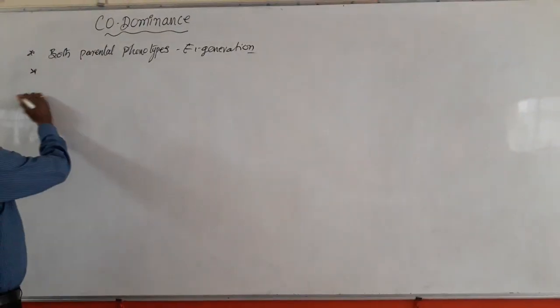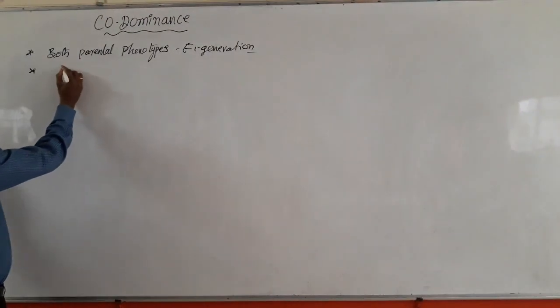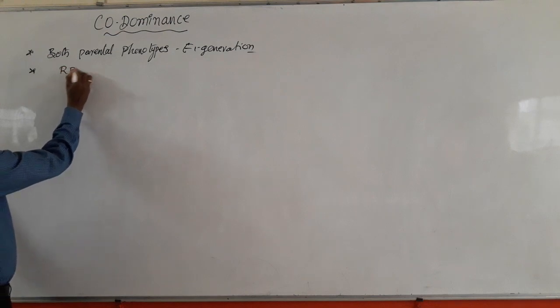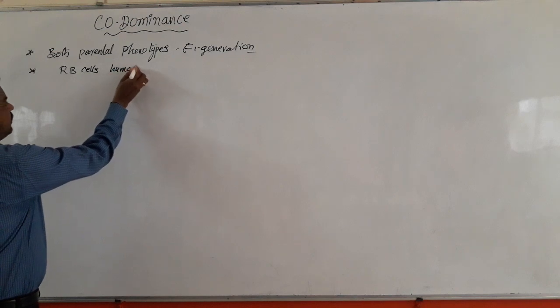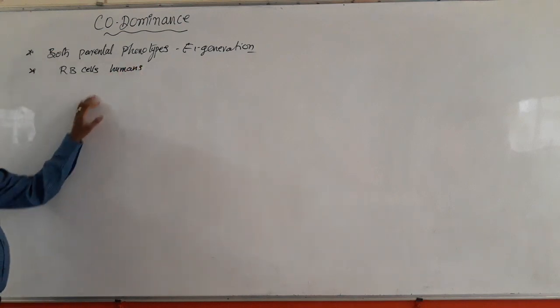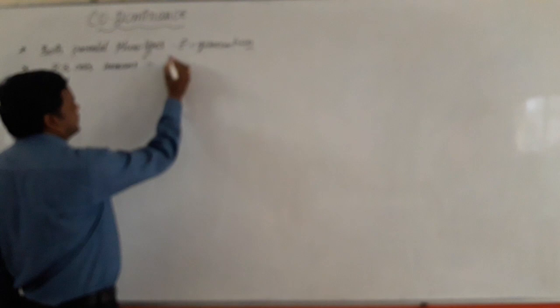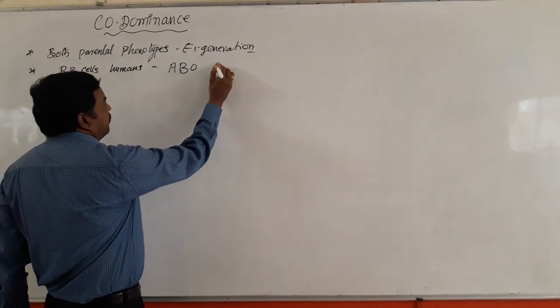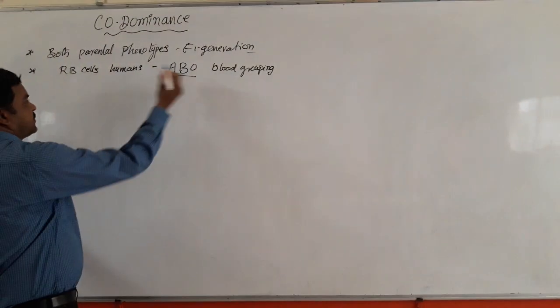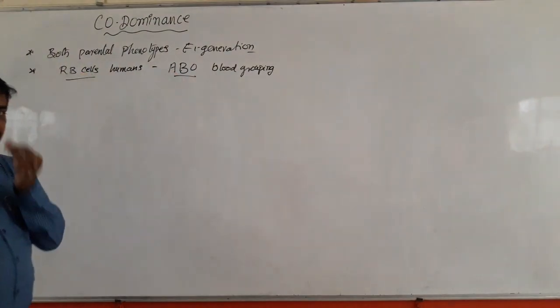One of the best examples of co-dominance is the different kinds of red blood cells in human beings that determine ABO blood grouping. They are the best examples of co-dominance.